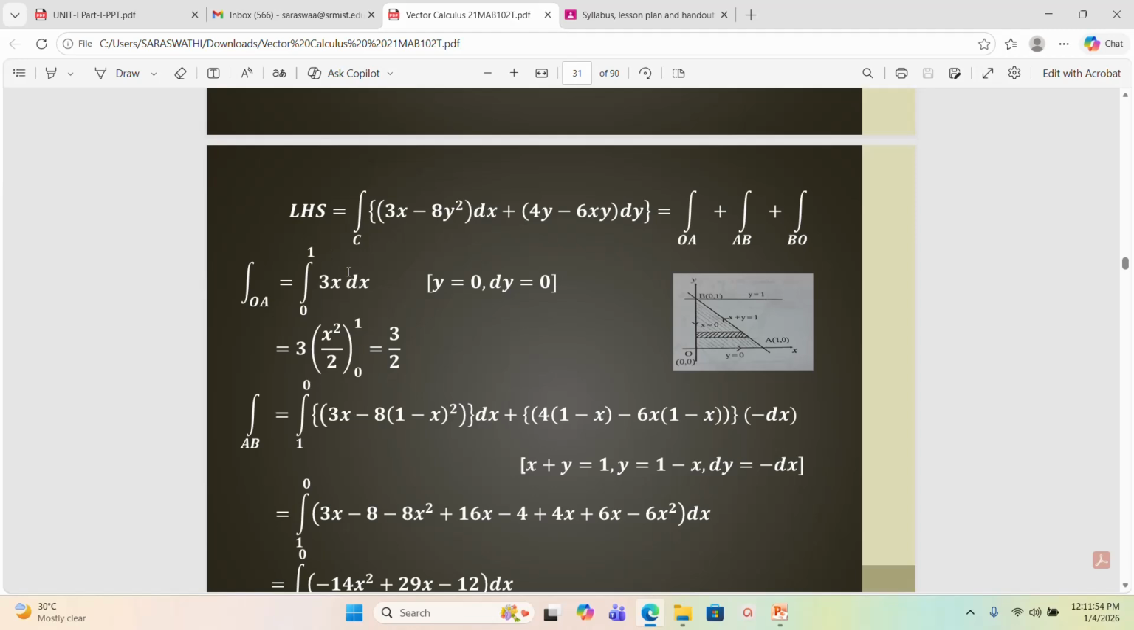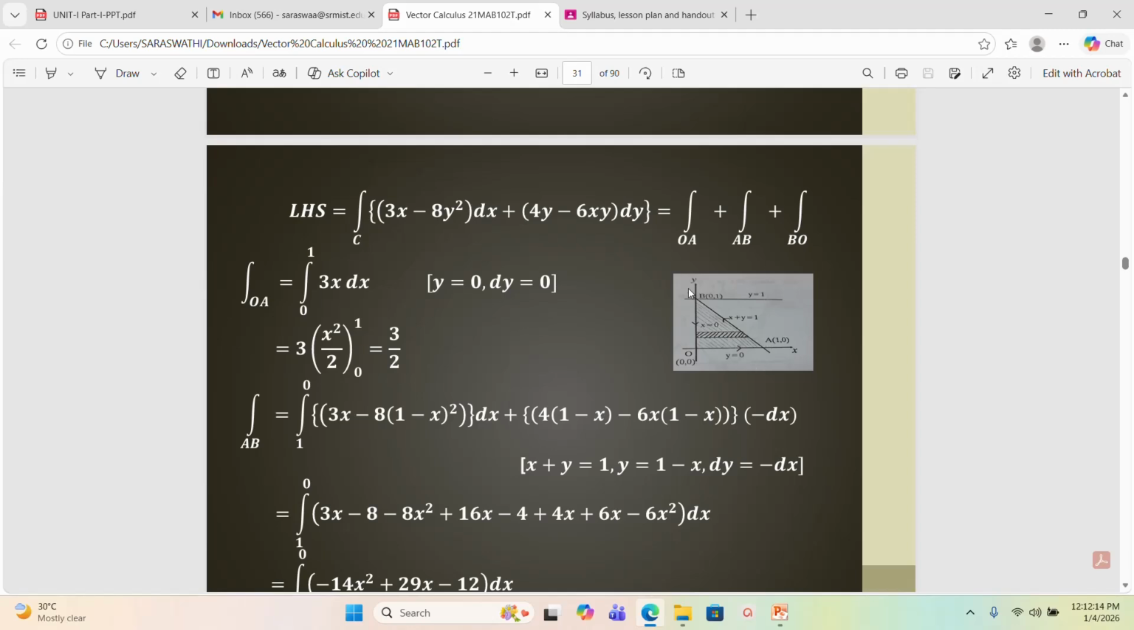So 0 to 1, now y equal to 0, substitute here, this is 0, and also y equal to 0 means dy equal to 0, so the second term, the entire value, is 0. So 3x into dx, 3 into integral x dx is equal to x square by 2, close the limit from 0 to 1, which is equal to 3 by 2.